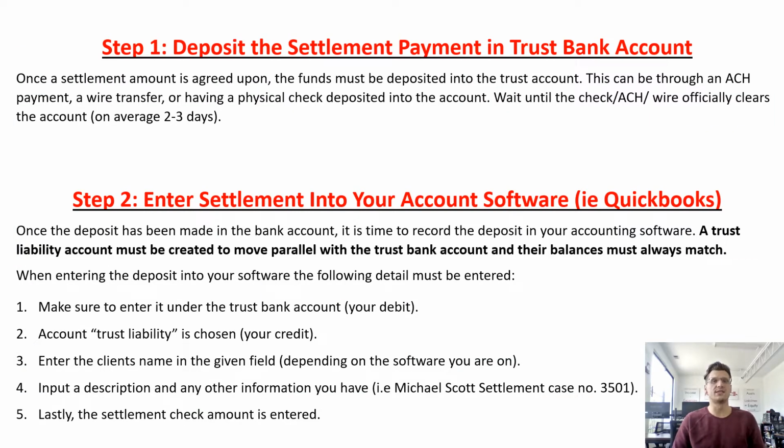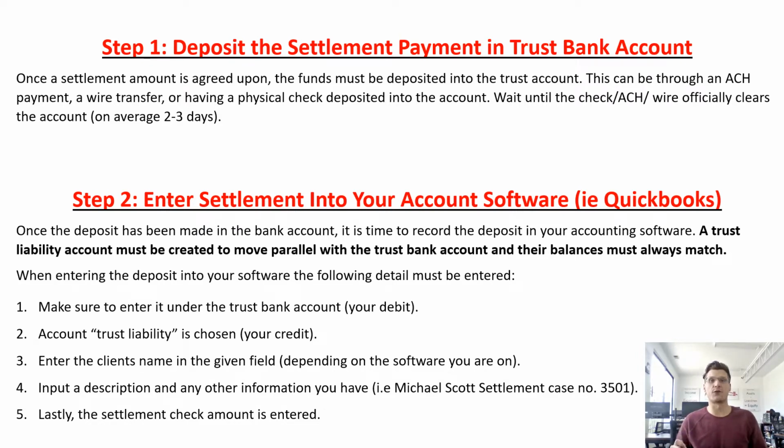When you receive the settlement deposit, it is extremely important that we make that deposit into your trust bank account and not your savings or your checking business account. Also note that a check or an ACH can take 2 to 3 business days to clear. So we want to make sure that it hits your bank account before we move forward with entering anything into an accounting software.